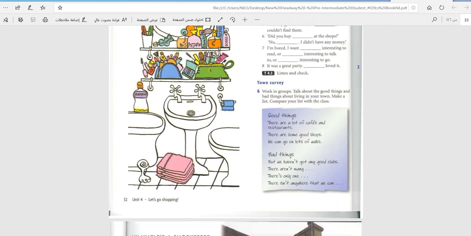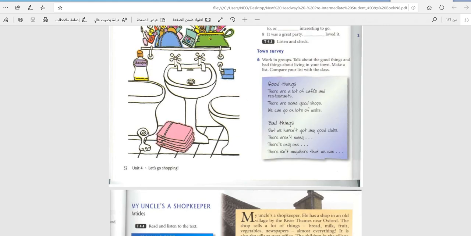Town survey. Here we have a survey about the town. Working in groups, talk about the good things and the bad things about living in your town. Make a list. Compare your list with the class. Good things: there are a lot of cafes and restaurants. There are some good shops. We can go on lots of walks.